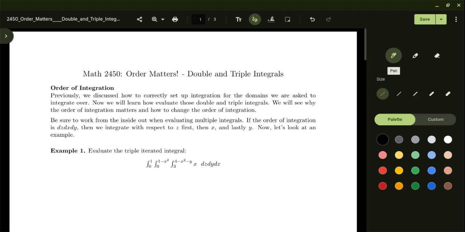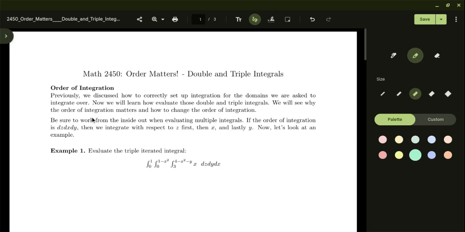One very important thing when evaluating these multiple integrals is that we're working from the inside out. What I mean by that is if we had the order of integration dz, dx, dy, what comes first is dz. So we're going to integrate with respect to z first, then x comes second, and then lastly, we have y. Let's look at an example of how we would actually do this integration in that correct order.